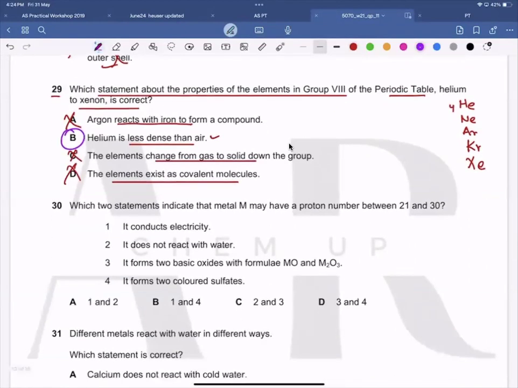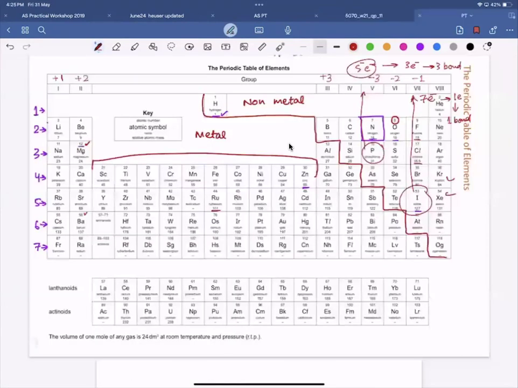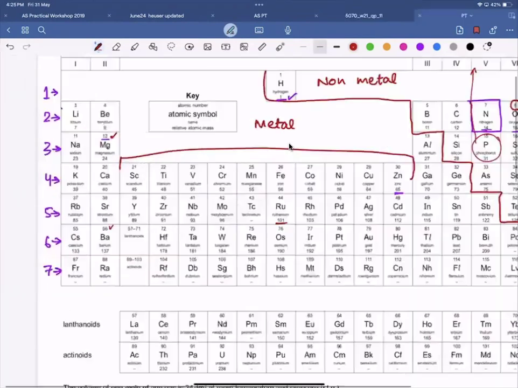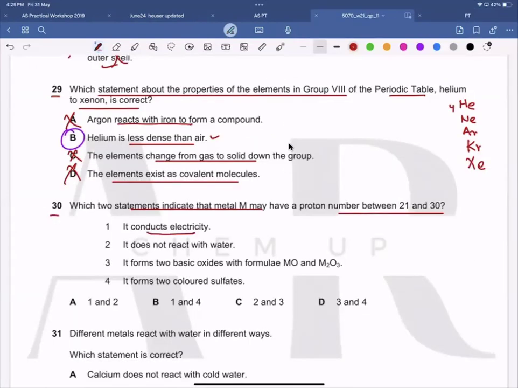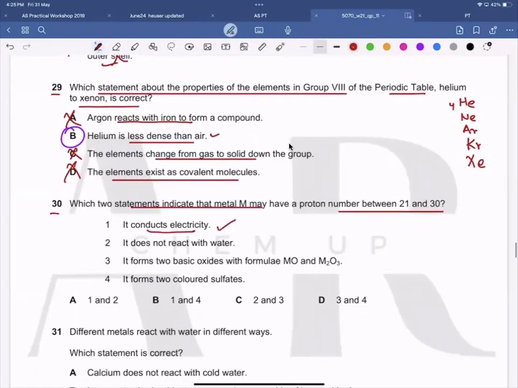Now, question number 30. Which two statements indicate that metal M may have a proton number between 21 and 30? It conducts electricity. Okay. So if it's a metal and it conducts electricity, so 20 and 21, yeah, both can conduct electricity. So this might seem correct.